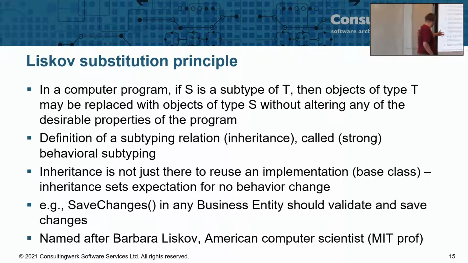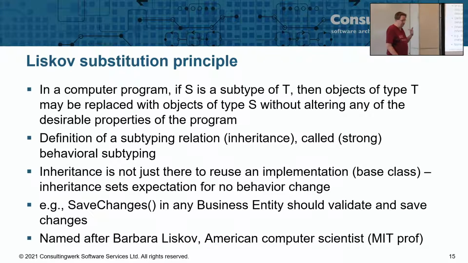So when you have this save changes method in a business entity, then you should keep to the expectation that this only validates and writes data for that table to the database. It should not actually start other processes, like maybe creating an invoice or whatever. That should not be in the context of save changes of a business entity, because that could cause unexpected side effects that could go wrong at a certain point.